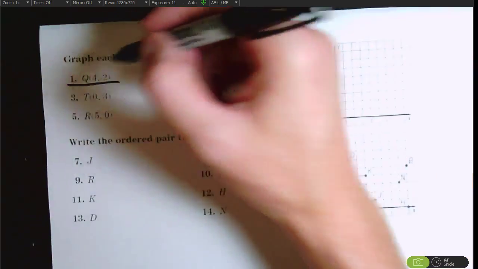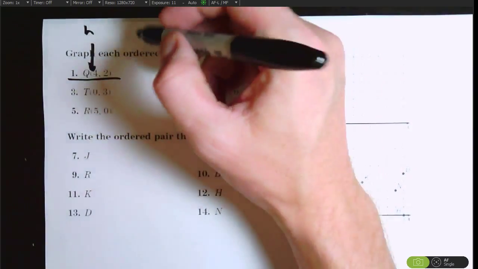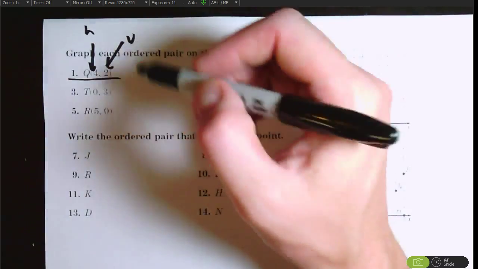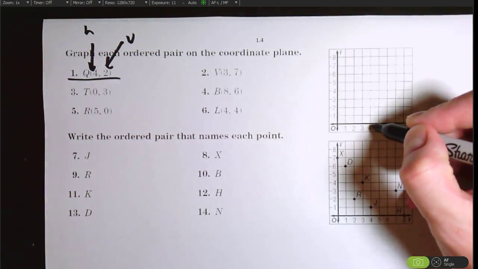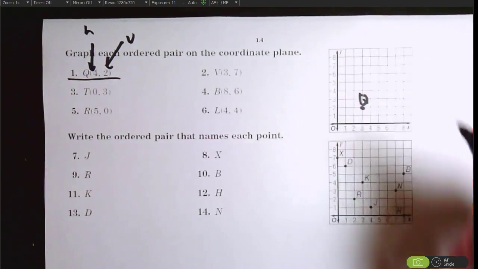What that means is the first part is the horizontal, which is the left right. The second part is the vertical, which is the up down. In this case, it's basically just right and up because they're both positive. So 4, 2 means go over 4 to the right from 0 and then up 2, which puts us right there for point Q. Okay.